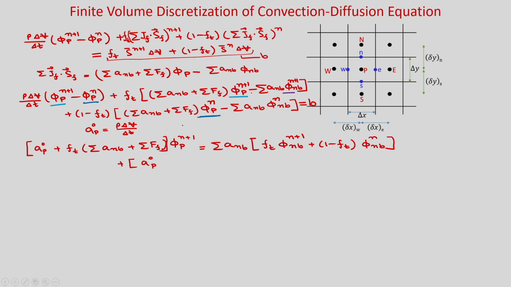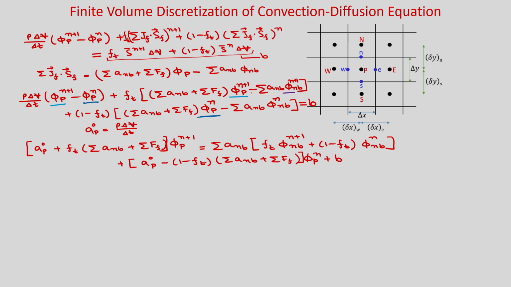Okay. Then we have this, if you take in the right hand side, it will be minus 1 minus f t. Then we have summation of a n b plus summation of f f, phi p n, and plus b.